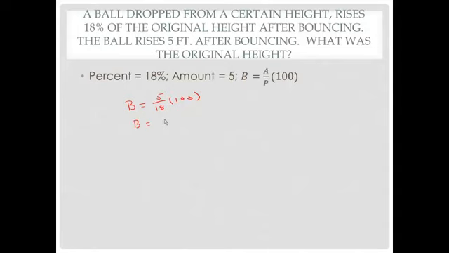So we have 5 divided by 18 equals about 0.28 if we round it. And if we multiply that by 100, that tells us that the original height was about 28 feet. So that's the form of the equation that we use when we want to find the base.